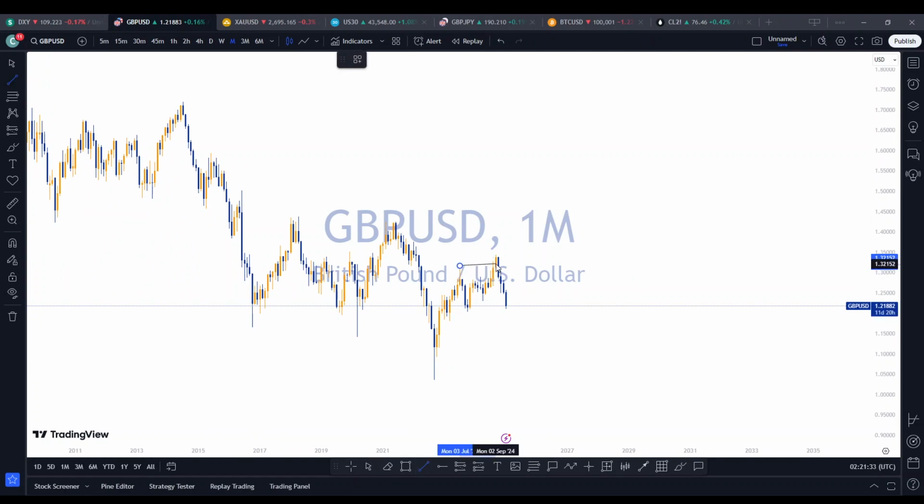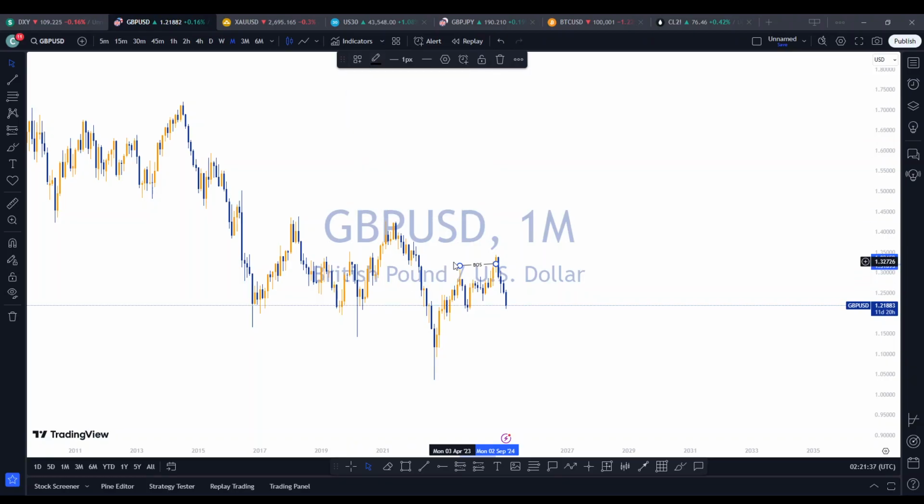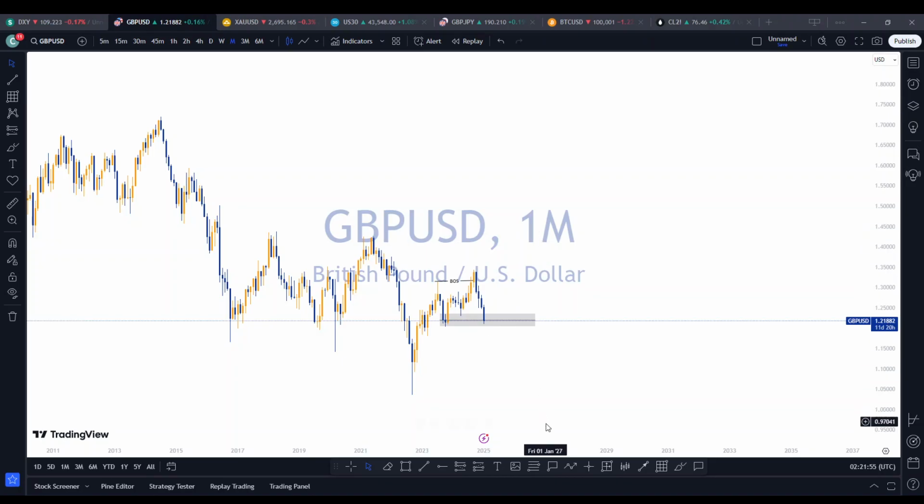We can see that we have a break of structure, which shows that the market is bullish. A break of structure, and it's now retracing to the block that caused that break of structure, which is around this area right here. So there is a possibility that the market might continue to push to the upside.